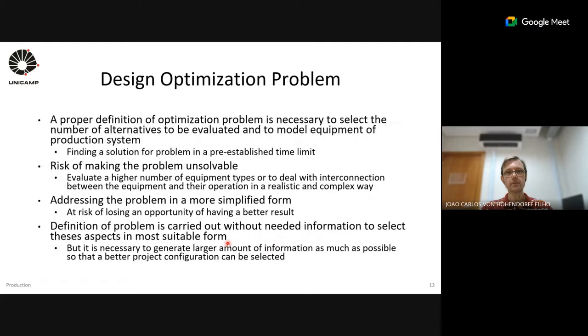Of course, you need to define the optimization problem. It's important. This affects the number of alternatives, the equipment you are using, and generally you have some time limit to take these decisions in terms of the company. I have some months to years to decide a lot of things in terms of your problem.